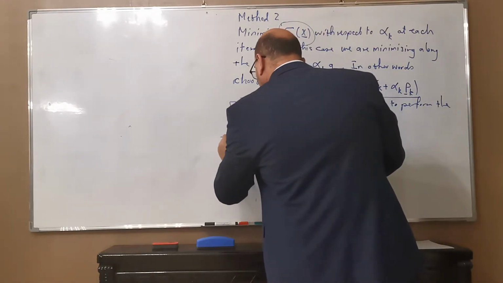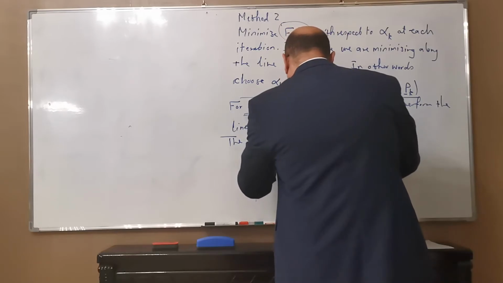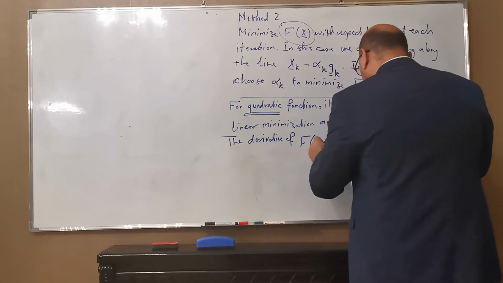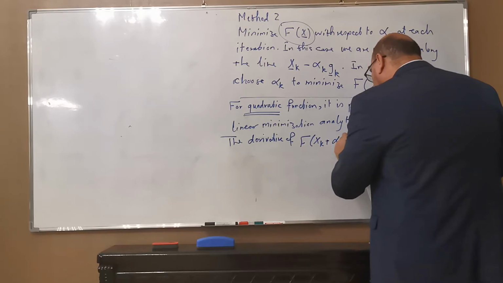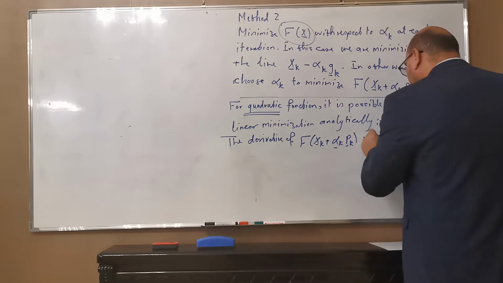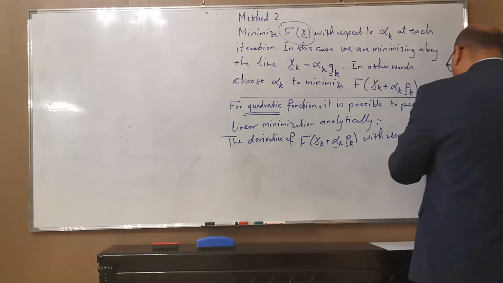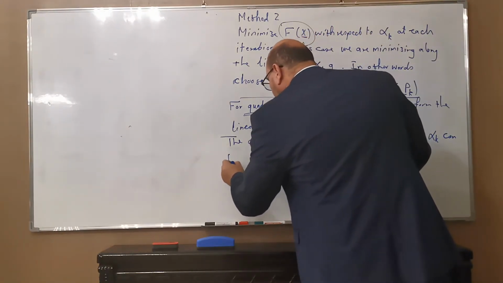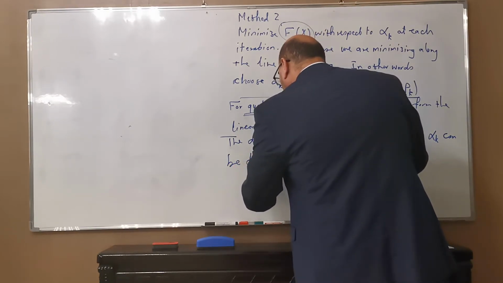So the derivative of f of xk plus alpha k pk with respect to alpha k can be done as follows.